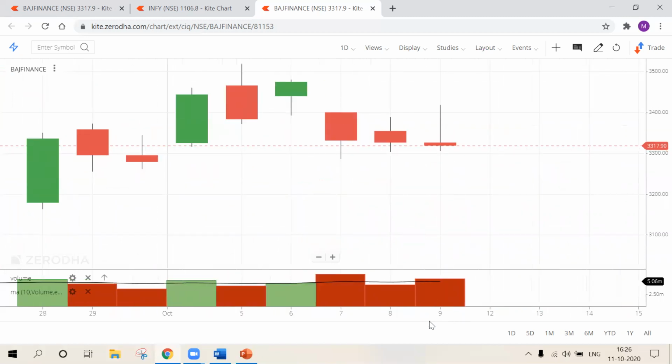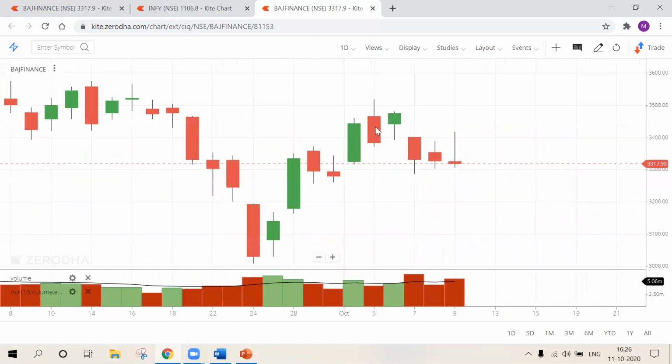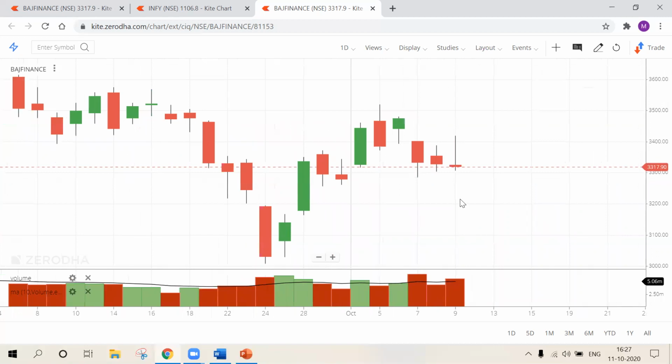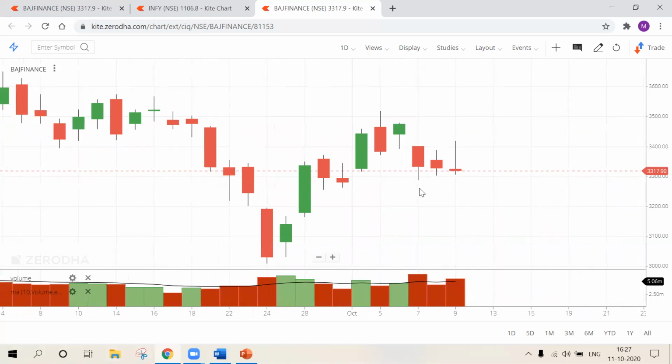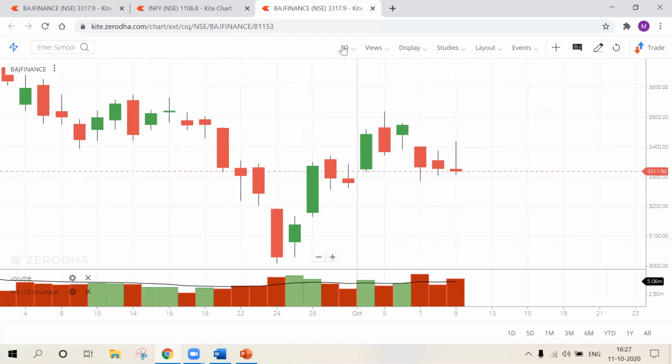Now look at the x-axis. It gives you the date. This is October 5th, and on October 5th, this is the candle formation. This is October 6th candle formation, this is October 7th, this is October 8th, and this is October 9th candle formation. So this is how the candlesticks are formed depending upon different time frames.